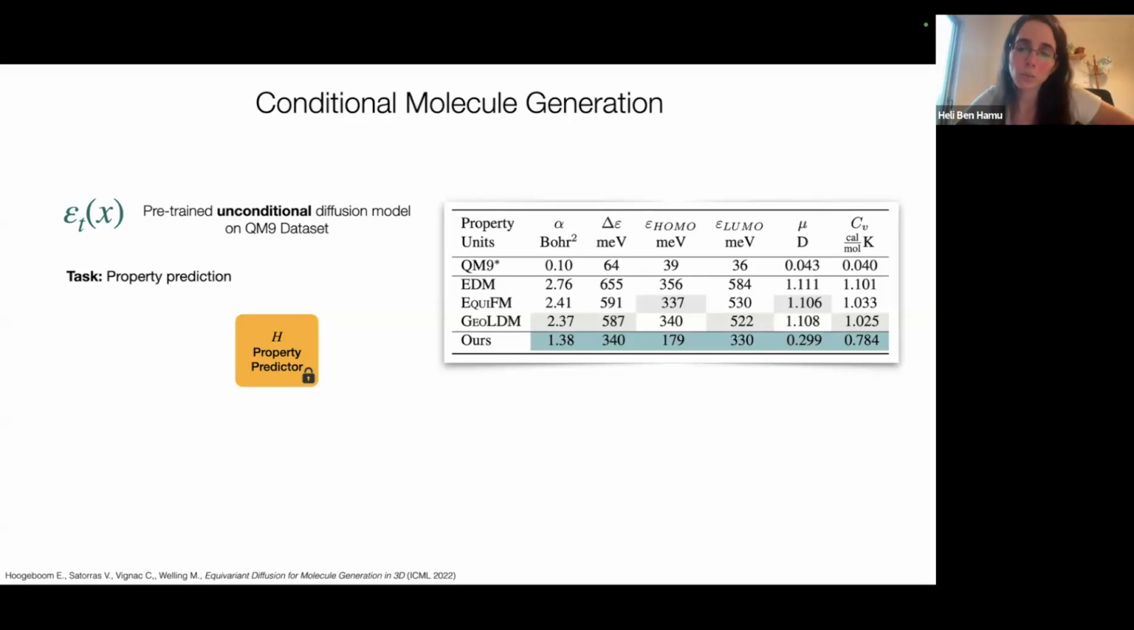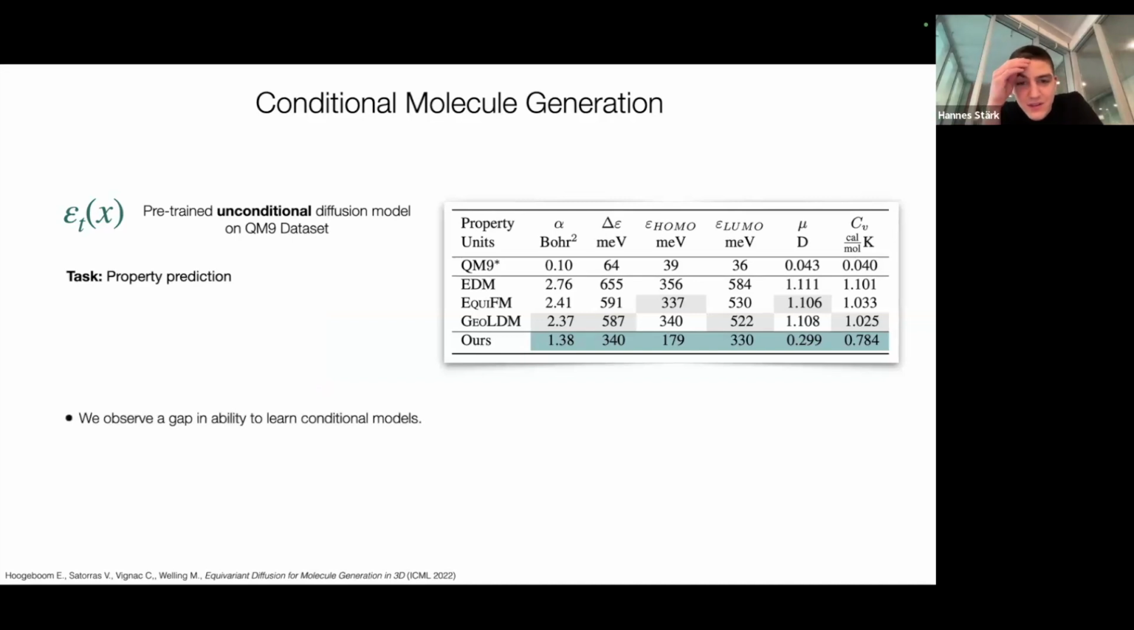What we see here in the table are 6 chemical properties, and the numbers in the table are the mean absolute error values from the target. So the setting is that we give a target value of the property, we generate with the model or with our optimization, and then we compute the gap between the generated and the target value, where the value of the generated sample is computed with the property predictor.